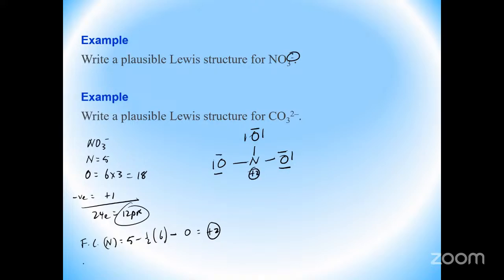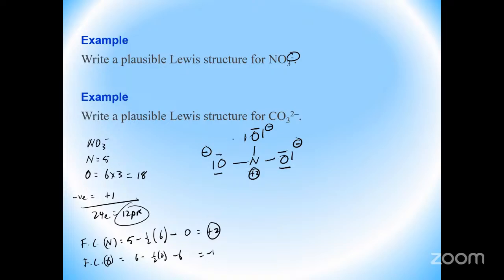And then we do the calculation for the oxygen, which would be 6 minus half of 2 minus 6, equal to minus 1. So we're going to have minus 1 on each oxygen atom. If you remember what we saw in the previous example, you have atoms that are negatively charged bonded to an atom in the middle, which is positively charged. So we know that this will happen.